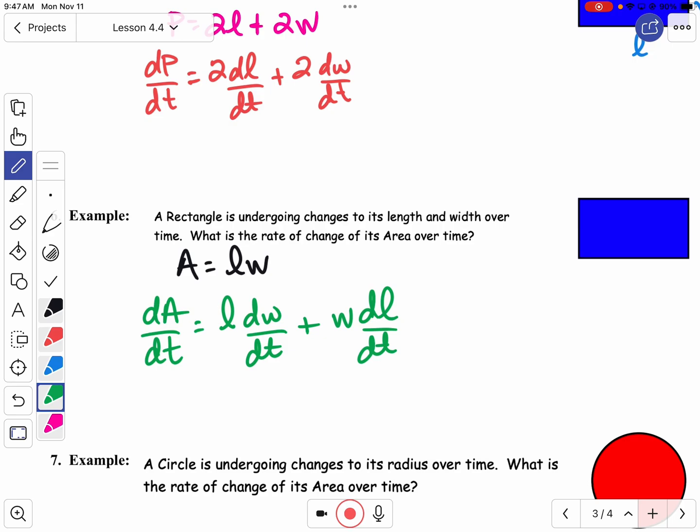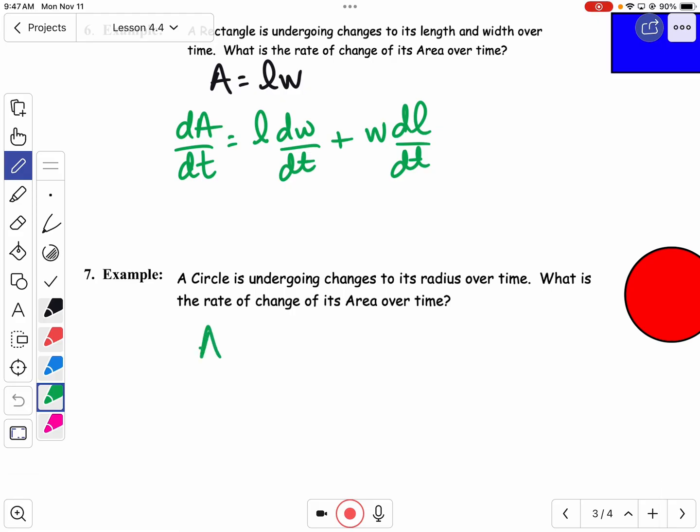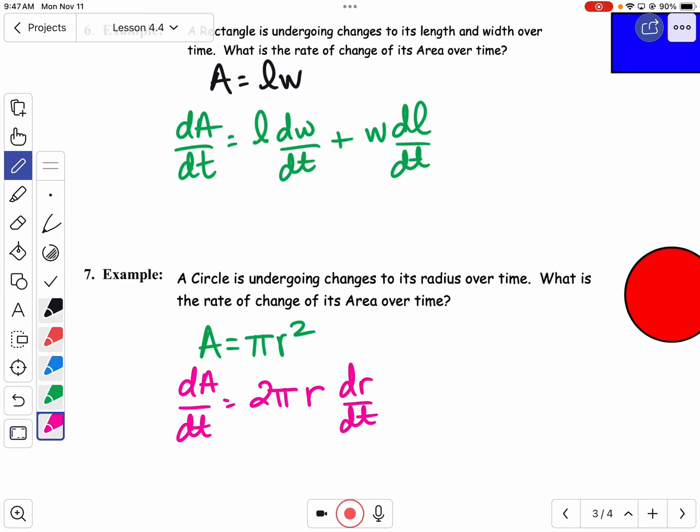Lots of letters. It would work the same way for a circle. How do you find the area of a circle? Pi r squared. I want you to notice what happens here. dA/dt would equal, pi is a constant, so 2 pi r dr/dt. What's 2 pi r? It's the circumference, not a coincidence. Lots of cool things are about to come together.